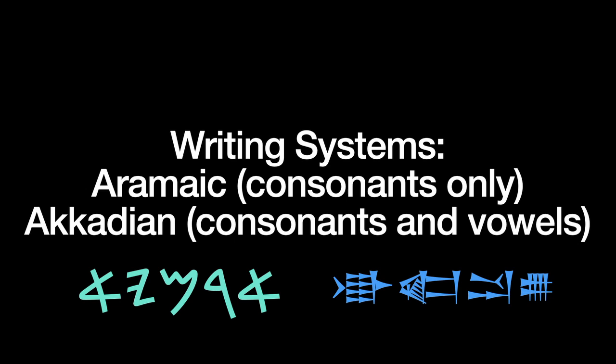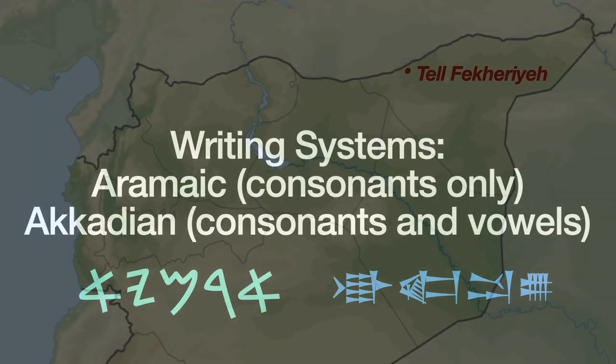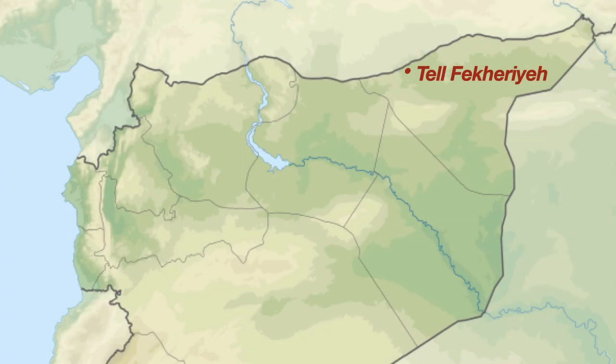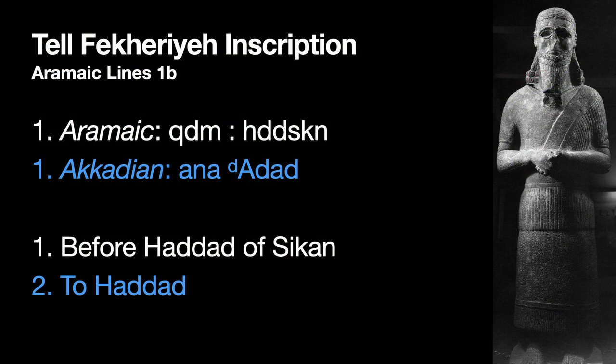And today, I'm going to be looking at a specific inscription from Tel Fekheriyeh in Syria, not too far from Tel Khalaf. And this place has an inscription that's in both Akkadian and Aramaic. This is the oldest attested Aramaic inscription, actually. So I'm just going to look at a couple lines and point out some commonalities between the two languages. My Aramaic is going to be in white. My Akkadian will be in blue or light blue.